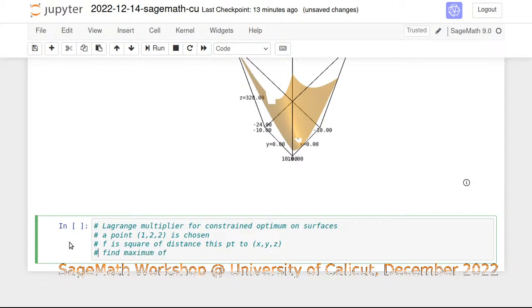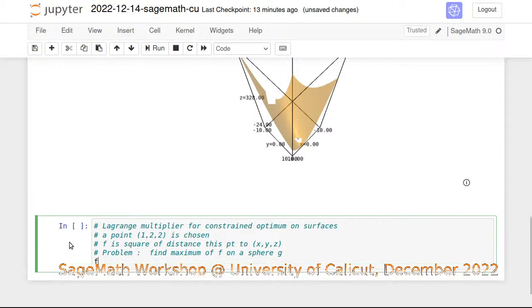This is the problem: maximum of f on a sphere G. So this is essentially the problem. I hope that the problem is clear to all of you. Here the surface is nothing but G. Maximization is that of f. So we need to find the maximum on G.